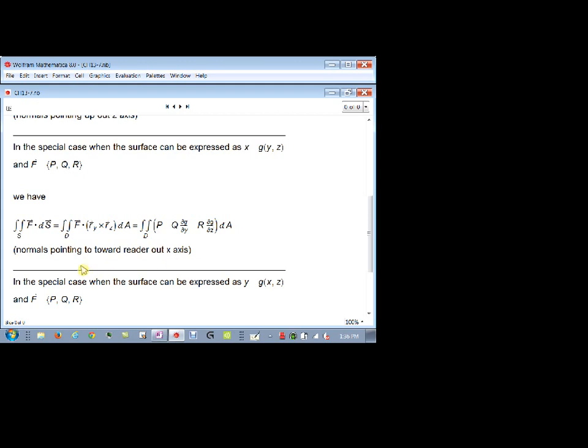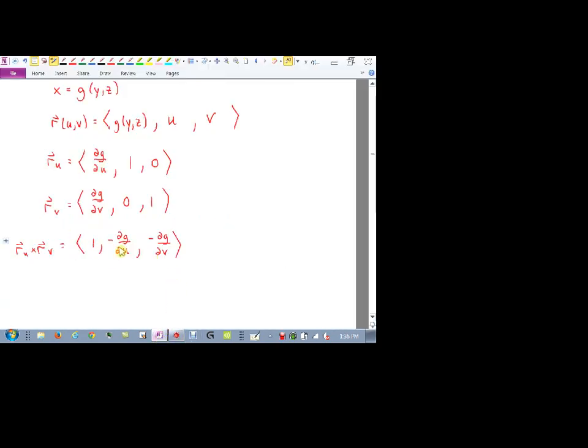Now, I put here, and it's not on your notes, normals pointing toward the reader out the x-axis. So going back to this computation we just did, look at your x component. Your x component is positive, right? So three-dimensionally speaking, it's coming at us, right? If we draw it, let me help by doing it this way. If this is x, this is y, this is z, then those normals that we're getting here are going to be coming out this way towards the reader. Now they won't be straight out, but the x component comes towards us as opposed to going away from us. Does that make sense?